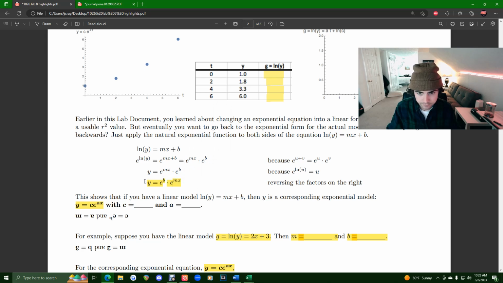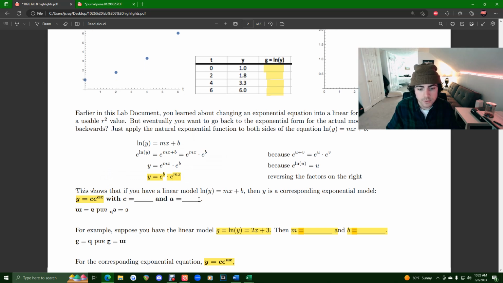And so we have y equals e to the b times e to the m times x, and this is being compared to the exponential function y equals ce to the ax. So your c, your constant out in front of the e, is actually e to the b. E to the b is just some number, and that's your constant c. So c equals e to the b. And the a is referring to the coefficient in front of the x, and in this case that would be just m. So a equals m, and c equals e to the b.